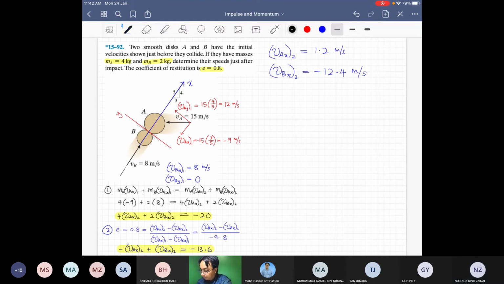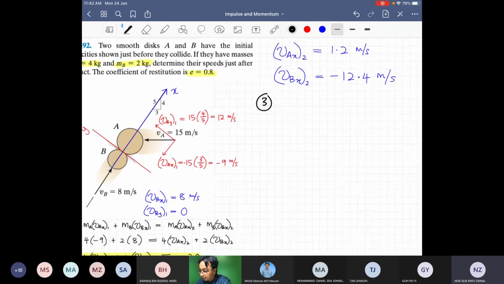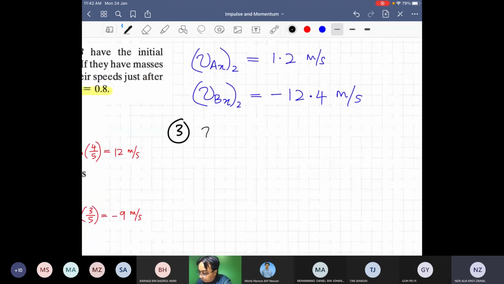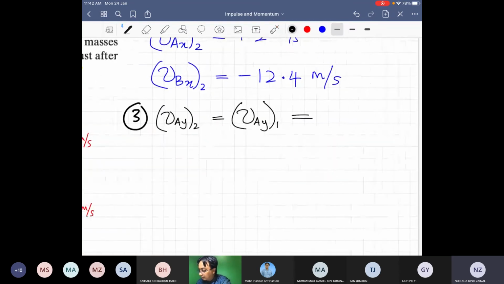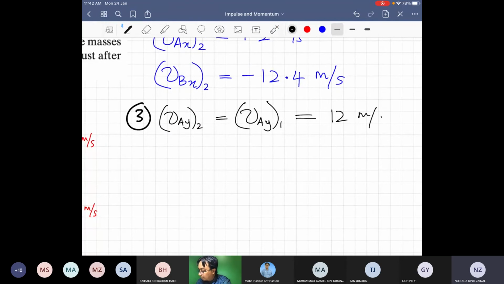Okay, so now step pertama, step kedua dah buat. Step ketiga ialah conservation in y-axis. So remember, conservation in y-axis kita ada VAY2 sama dengan VAY1. Yang y-axis ni lebih mudah. So VAY1 sama dengan apa? 12 meter per second. So inilah value dia, 12 meter per second. Okay, so dekat sini dia jadi 12 meter per second.